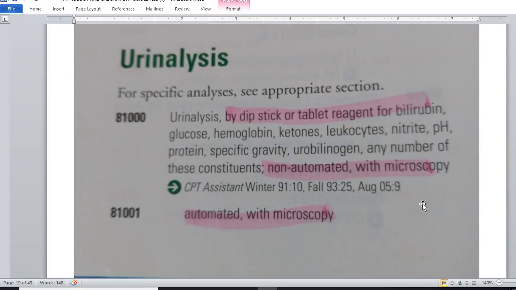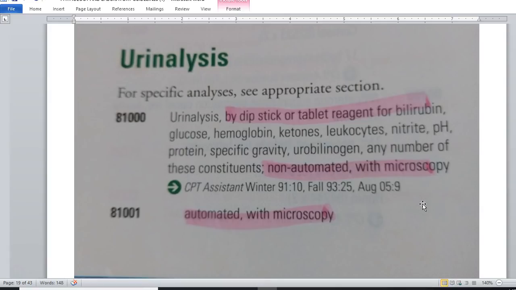Now, this is non-automated with microscopy. So what this means is it could still be a dipstick or a tablet, but then someone's looking under a microscope. That does not happen in most offices. Most offices, what's going to end up happening is that they're just going to use it without microscopy. So that's on the next page. We're going to get to that in a second. So again, it depends. If this is a urology office, then they might use a microscope in the office. We need to know what's going on.